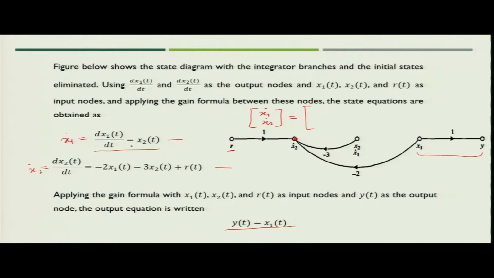So, for this, since we do not have an x1 component, the first entry will be 0, then you have x2. Here you have minus 2 of x1 and minus 3 of x2. So, you will get this, plus r(t) in the second one. You can just compile it and write it as r(t). So, this is x1(t), x2(t) and [0 1] r(t). This is how you get the state equation from the state diagram.